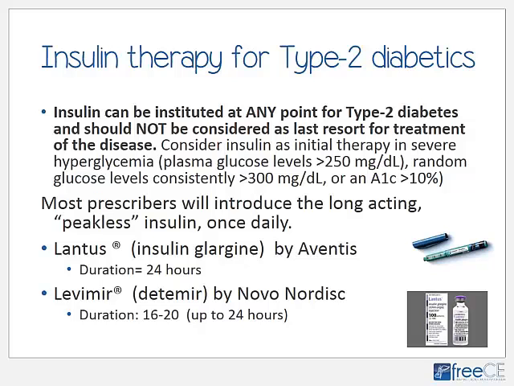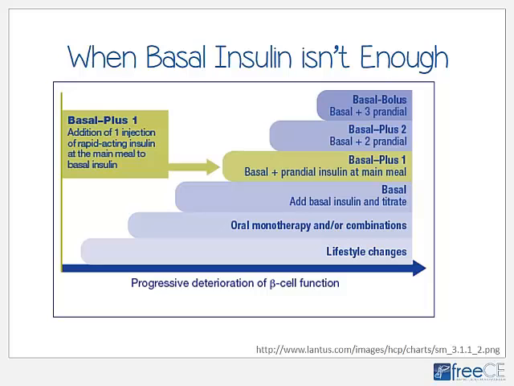The two most common that we'll see today are insulin glargine, available as Lantus by Sanofi Aventis. That has a duration of action of 24 hours. And insulin detemir, Levemir by Novo Nordisk, which has a duration of action of about 16 to 20 hours, up to about 24 hours maximum.